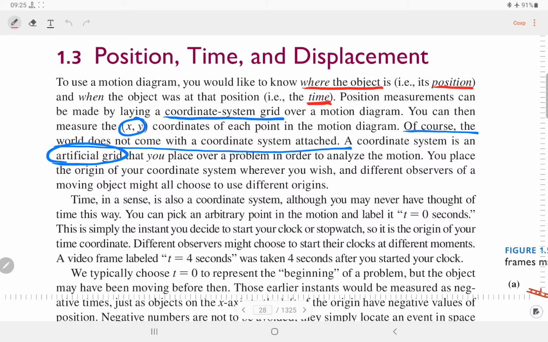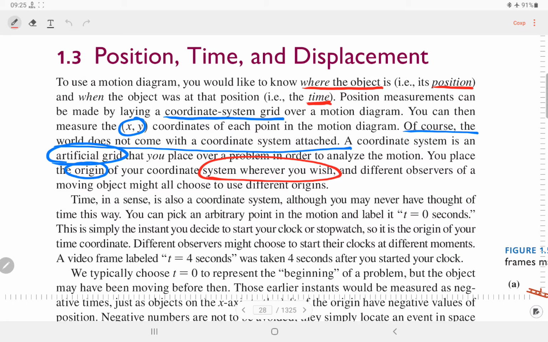You place the origin of your coordinate system. Origin is beginning. You place the origin of your coordinate system wherever you wish. This part is also important. You can locate it wherever you want. And different observers of a moving object might all choose to use different origins. This part is not important for now.